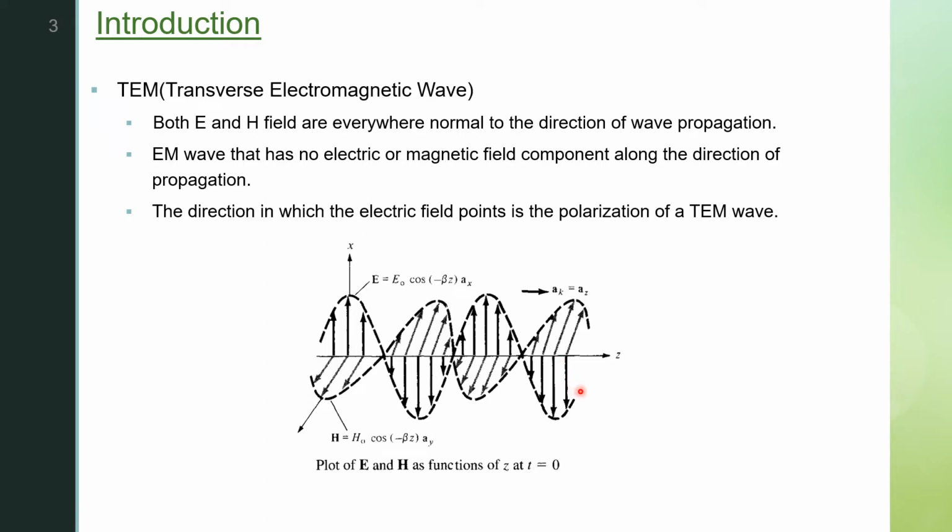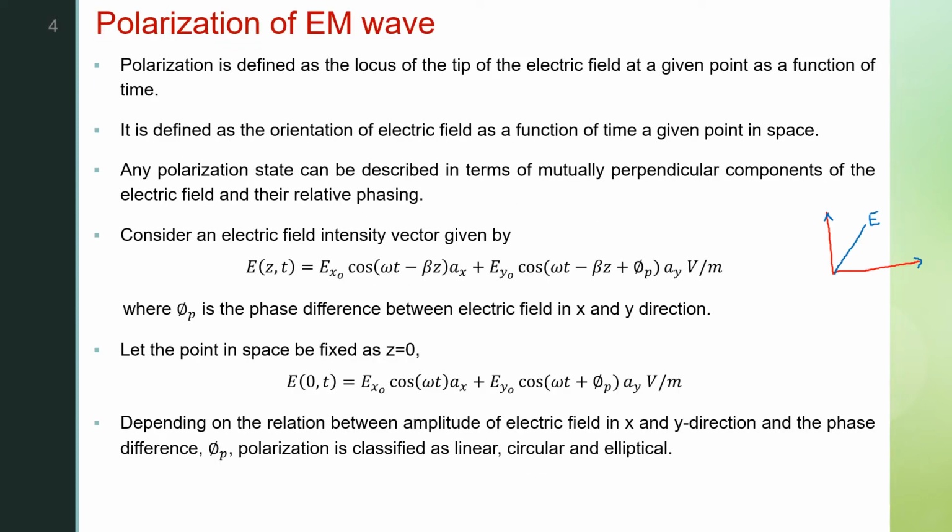This figure is a pictorial representation of a transverse electromagnetic wave in which the wave is propagating along the z direction, the electric field is along the x direction and the magnetic field is along the y direction. So the direction in which the electric field points is called polarization, and that is our subject of interest for this particular lecture. Now let's move on to the depth of polarization.